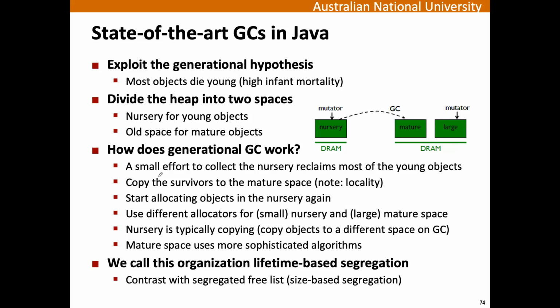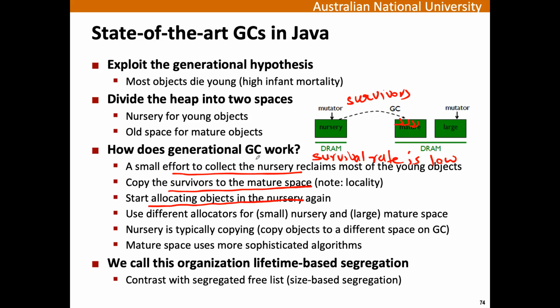Okay, so with small effort, we can reclaim a lot of space: copy the survivors to the mature space. We are exploiting locality. We are putting the survivors next to each other. So these are survivors, and the survival rate is low. Very few survive the initial difficulties of life. So start allocating objects in the nursery again.